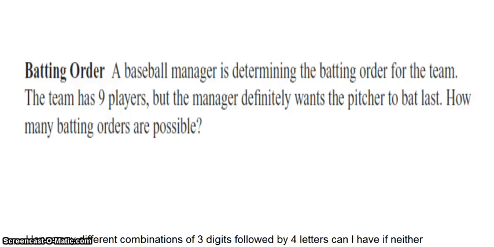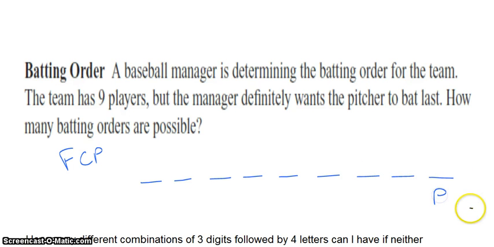Another fundamental counting principle, just like the one above. So baseball managers determining the batting order for a team. Team has 9 players, but the manager definitely wants the pitcher to bat last. So I like for these to just draw out 9 blanks to kind of help see the possibilities. Pitcher definitely is going to go last, so there's one person that's the pitcher, presumably. And, well, so how many people are left to choose first? Well, there was 9 players. Pitcher's definitely going last, so there's 8 people left.